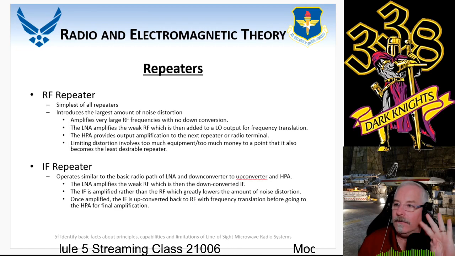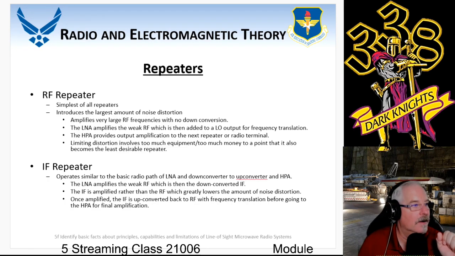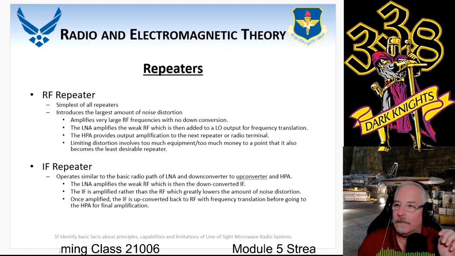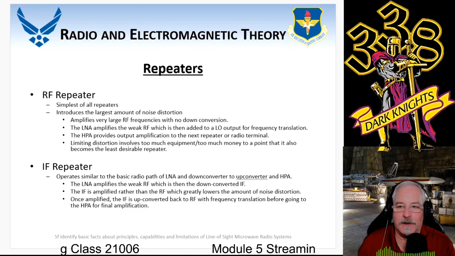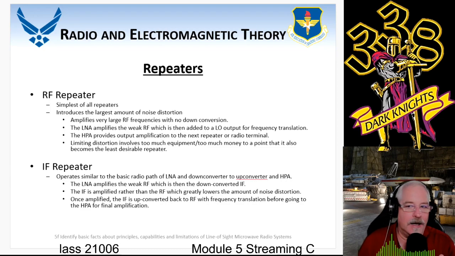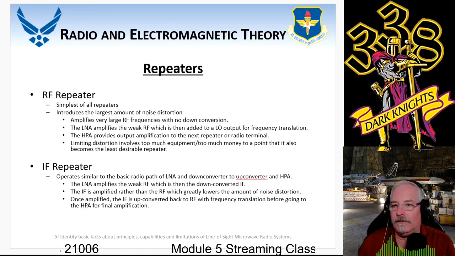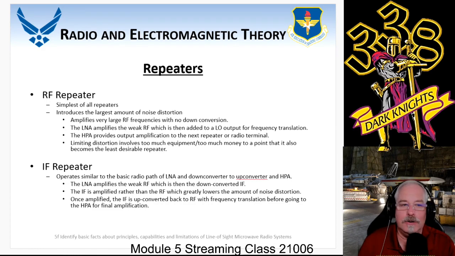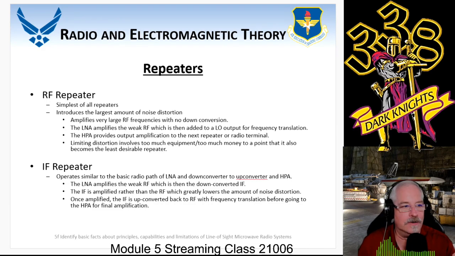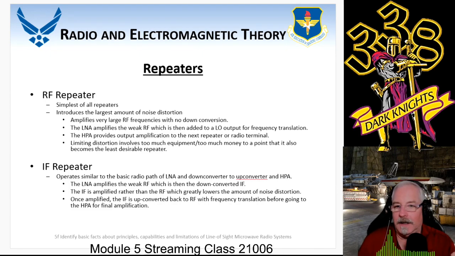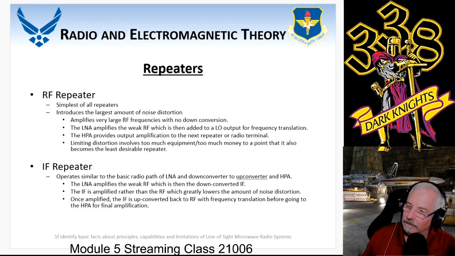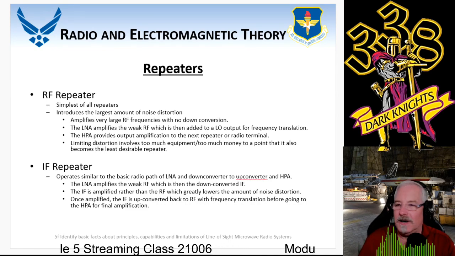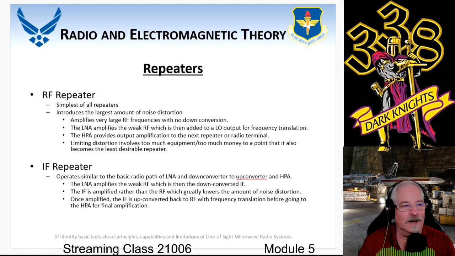For repeaters, there are 4 different types. We have the RF repeater. This is the simplest one. The problem with the RF repeater is that you're taking the frequency and just recombining it with a different frequency to get that frequency translation, and you end up with a lot of noise on it. It is desirable as far as cheaper solutions, but it's not always a good thing.